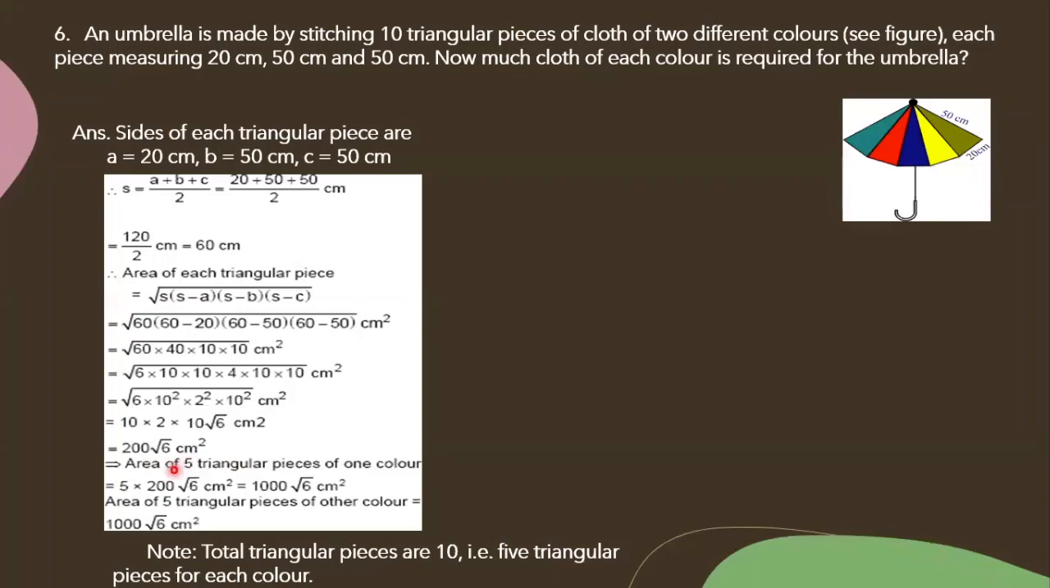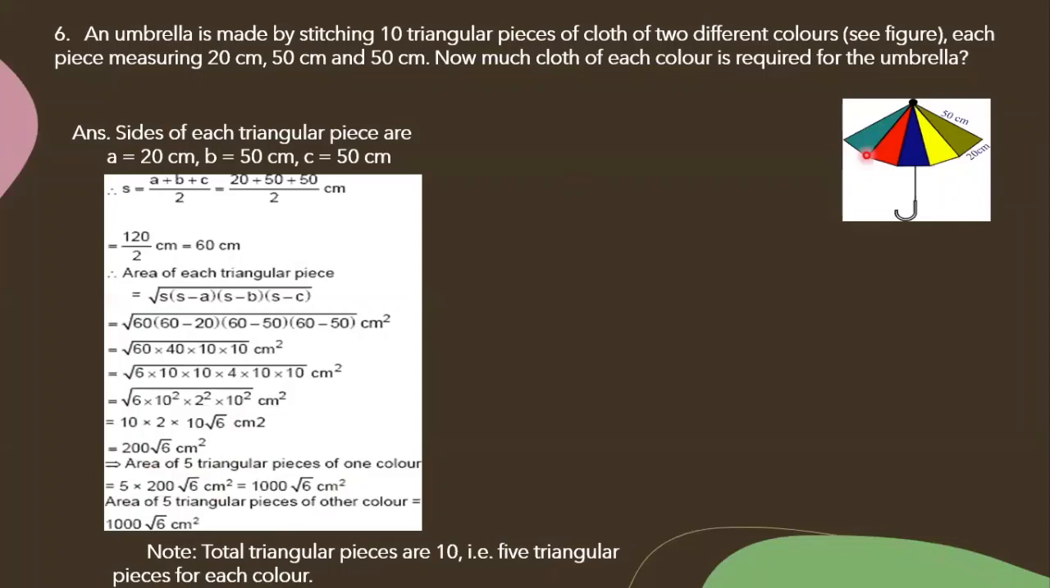So 10 pieces, they're asking, 2000 root 6. Now how much cloth of each color? Each color, we take 5. So 5 triangular pieces of one color is equal to 1000 root 6. Yes, ma'am, because each color has two pieces, no? Yes, ma'am, 10 pieces are there.